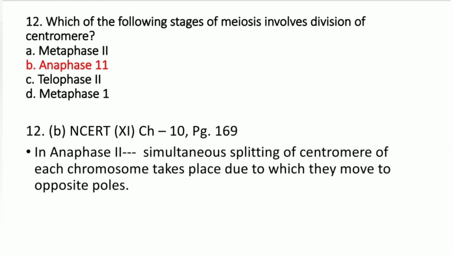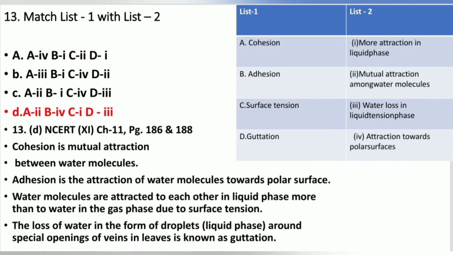12. Which of the following stage of meiosis involves division of centromere? So answer is anaphase 2. During anaphase 2, splitting of centromere of each chromosome takes place, due to which the chromosomes move towards the opposite pole.